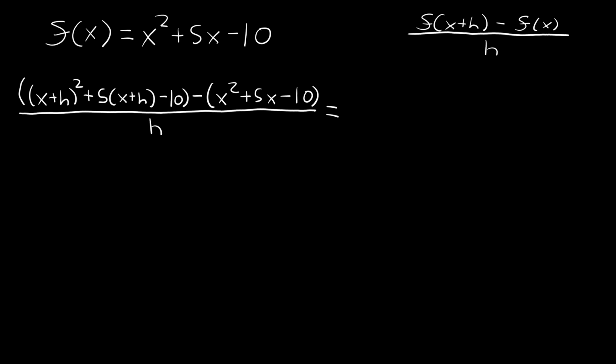Now we can simplify. So we'll start by expanding x plus h squared and distributing the negative sign and distributing the 5.